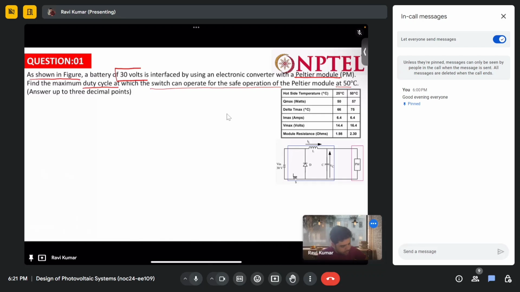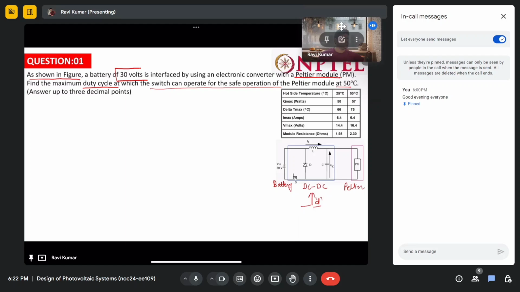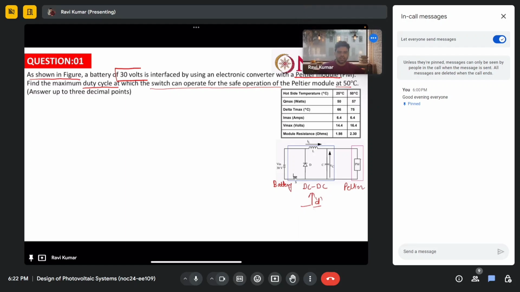This is our Peltier module. This is our battery and this is our DC-DC converter. The question is asking, because in this DC converter we have a particular value of D, that is the duty cycle. This duty cycle is helpful in controlling the voltage. So the question is asking what is the maximum duty cycle which can operate this Peltier module safely at 50 degrees Celsius. And these are the data sheets. This is the data sheet of the Peltier module and these are the options.